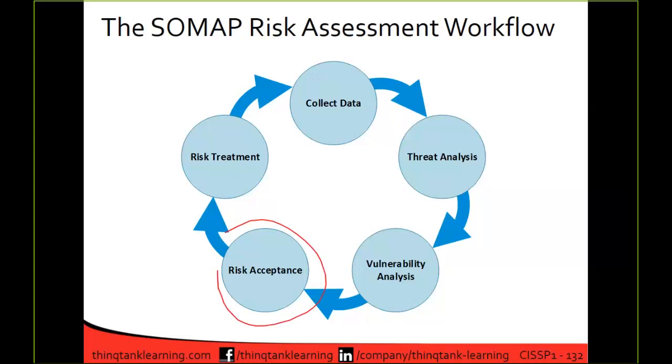Risk acceptance or risk treatment. There could kind of be a parallel here, I guess you could say. Am I going to accept that risk, or am I going to treat that risk? Now, risk treatment could be mitigation, transfer, or avoidance. Those are the three treatment methods that you have. You can accept the risk, which is completely separate than treating the risk, quite frankly. And so there's definitely a difference there.